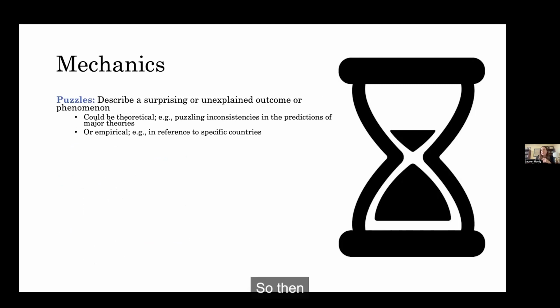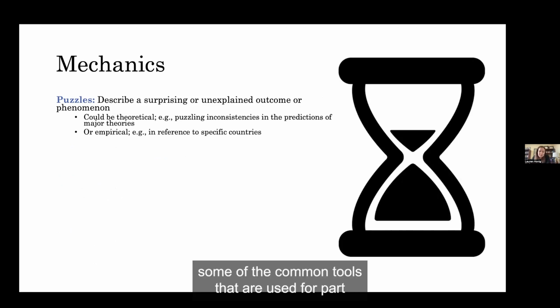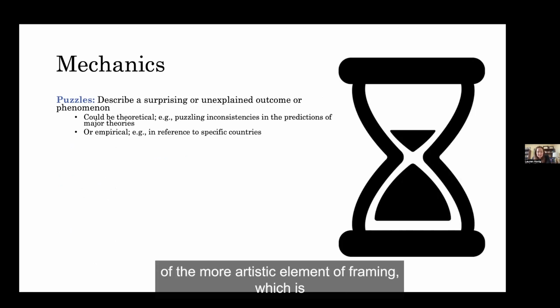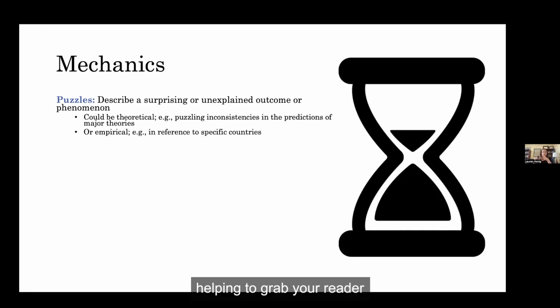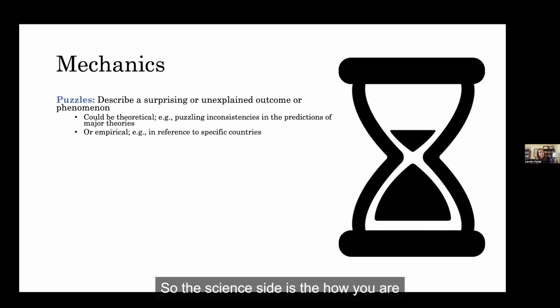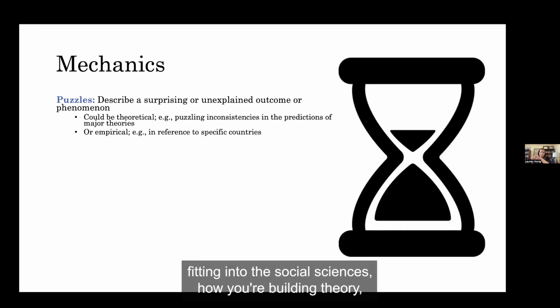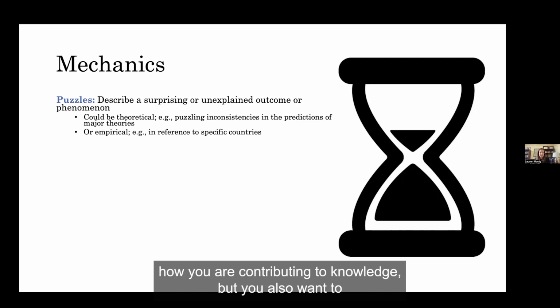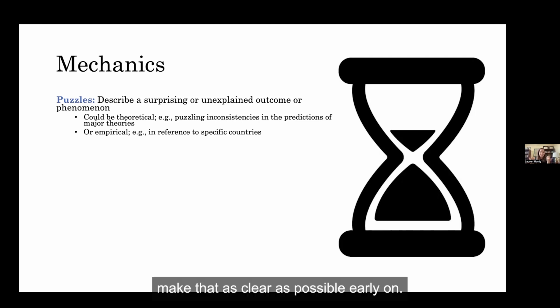So then I wanted to highlight some of the common tools that are used for part of the more artistic element of framing, which is helping to grab your reader and to introduce in a compelling way what your contribution again is going to be. So the science side is how you are fitting into the social sciences, how you're building theory, how you are contributing to knowledge, but you also want to make that as clear as possible early on.